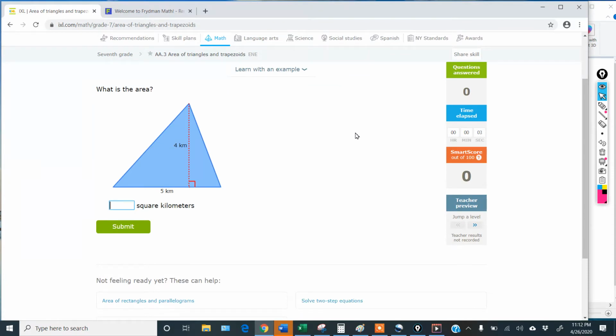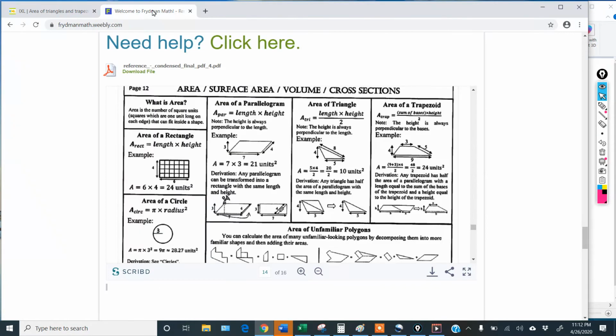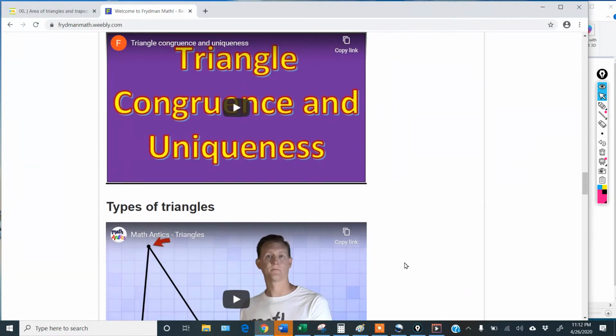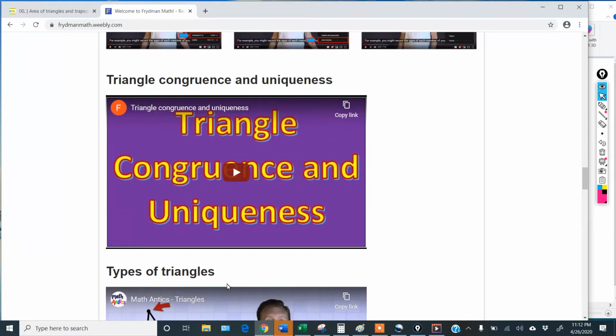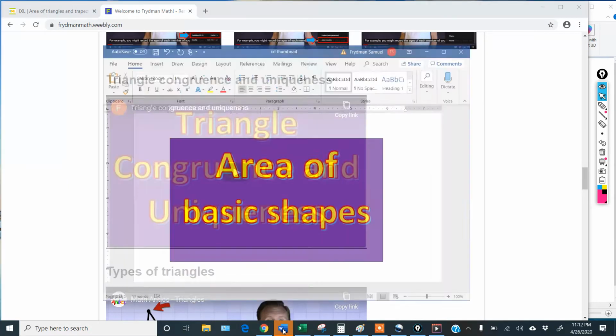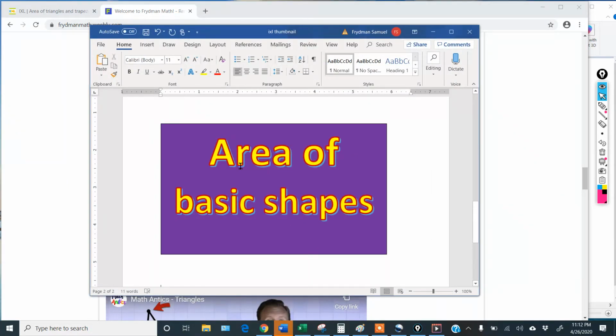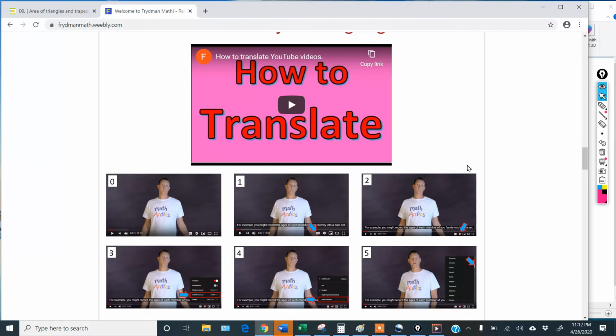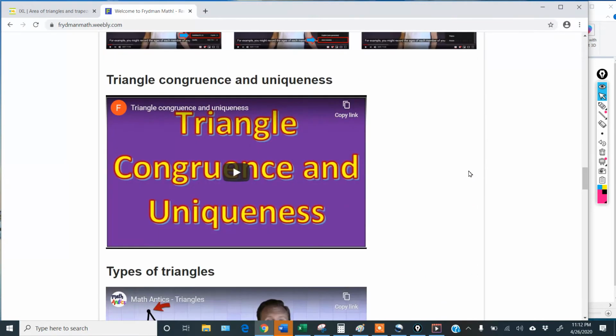As always, before we do that, let's go ahead and check out friedmanmath.weebly.com. Make sure that you watch the video. I don't have it posted right now, but by the time you watch this video, it will be up here. You should watch the video that says Area of Basic Shapes. That's going to be in this section right over here, the video section.